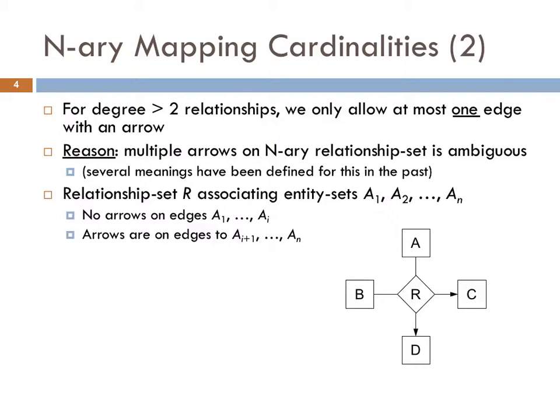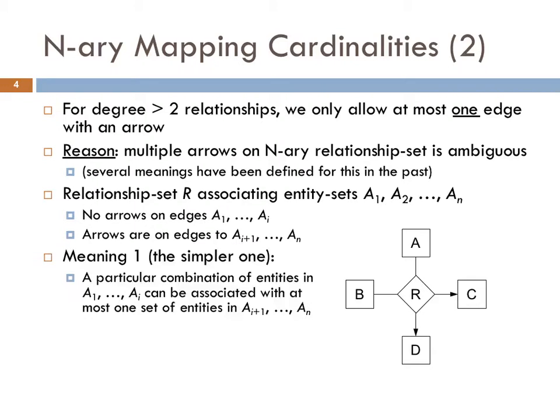So let's say that we have this situation. Entity sets A, B, C, D. They all have a relationship set R. I like that picture way better than the generic version because it's like more difficult to understand. So A1 through AN, and then we have no arrows on some of them, and the others we have arrows. Okay? More than one of them, too. So here's the first meaning.